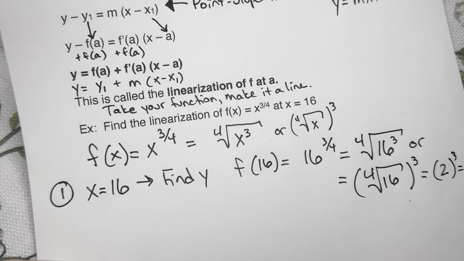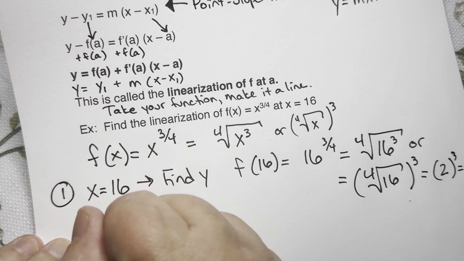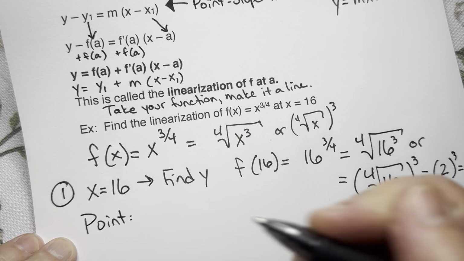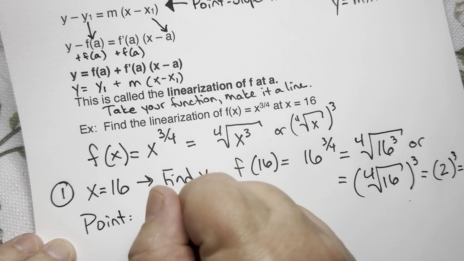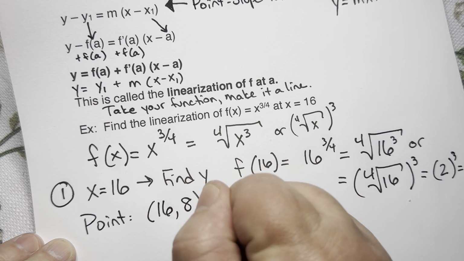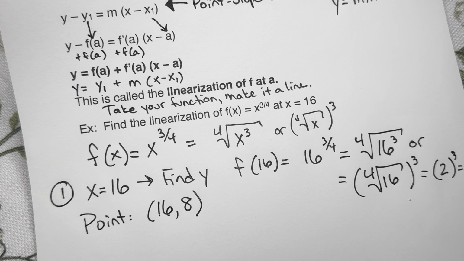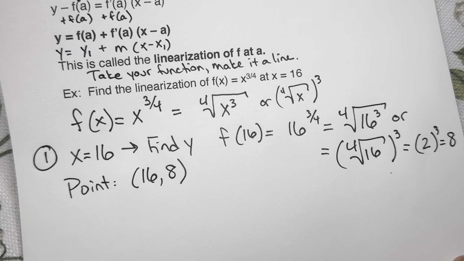We've got the point, and that's the point of tangency, is 16, 8. That's where the line is tangent to the curve. Okay, so that's the first part.